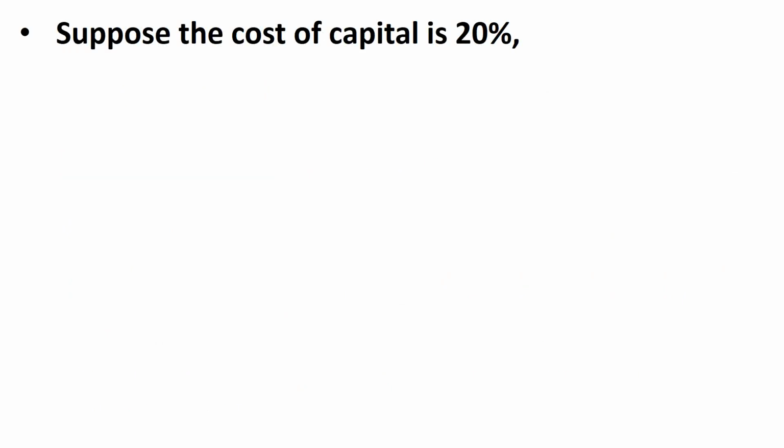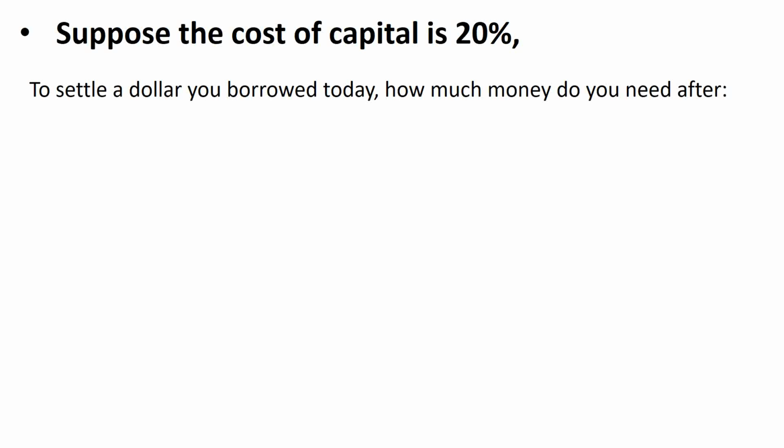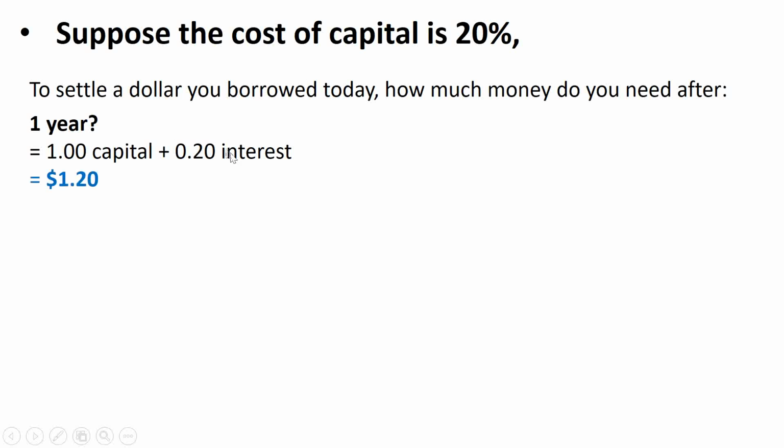Let's say the cost of capital is 20% to keep things simple, right? To settle $1 you borrowed today, so you go to the bank and you borrow $1 today. How much money do you need after 1 year to settle this loan? You obviously need to pay back the capital of $1, and then 20% of $1 is 20 cents. So $1 capital you pay back, 20% of $1, 20 cents interest you pay back, so it's $1.20 is what you need to pay back.